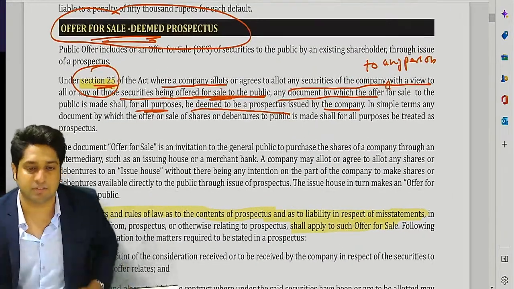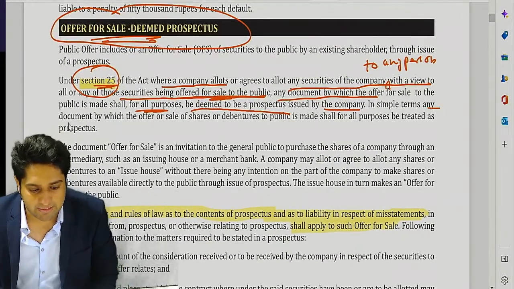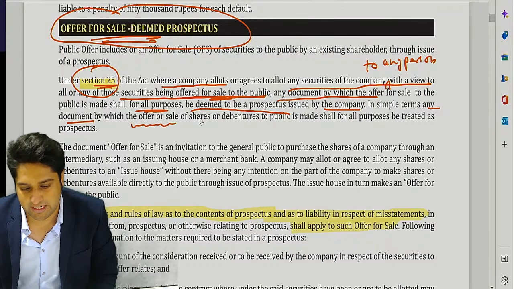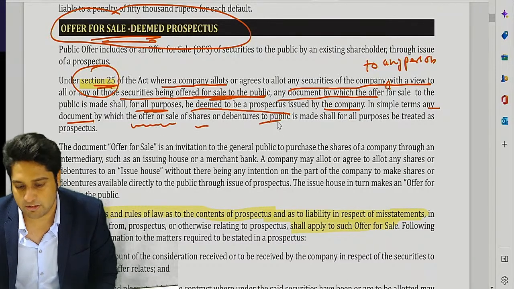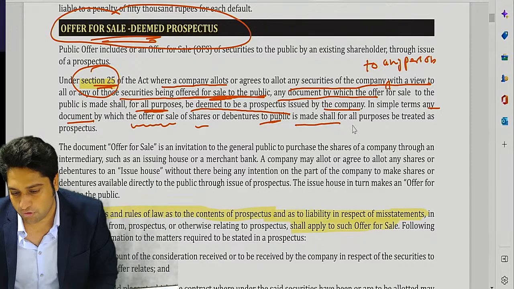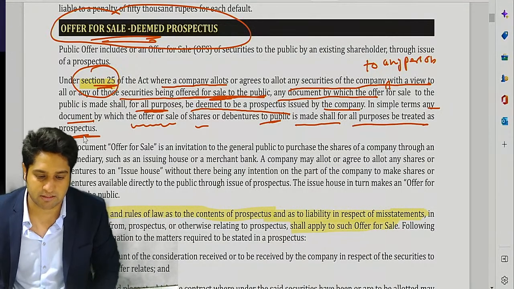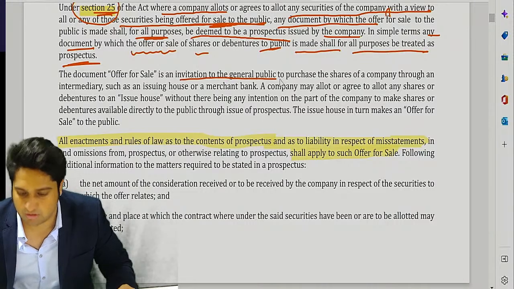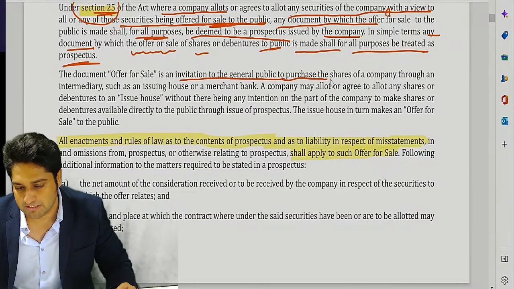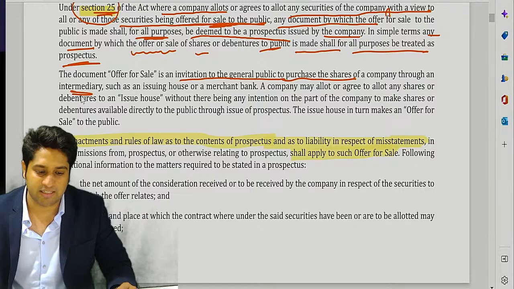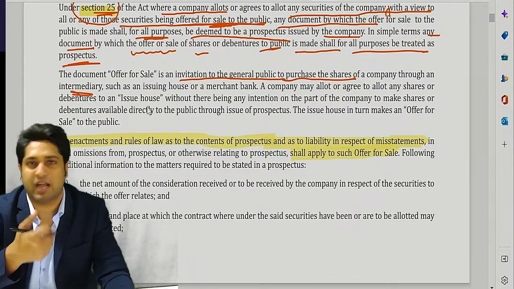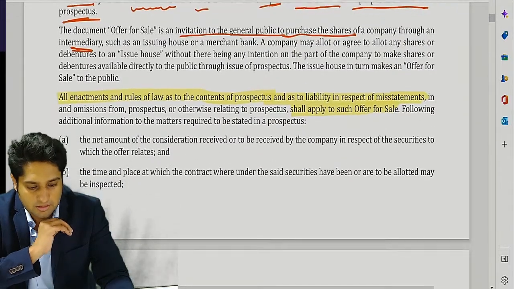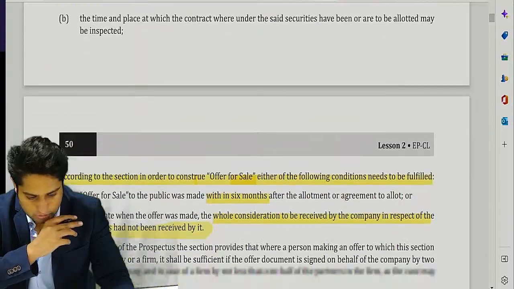In simple terms, any document by which the offer of sale of shares or debentures is made to the public, for all purposes it will be treated as a prospectus. The document offer for sale is an invitation to the general public to purchase the shares of the person through an intermediary, whether it be any issuing house, etc. Okay, and all the rules will apply.